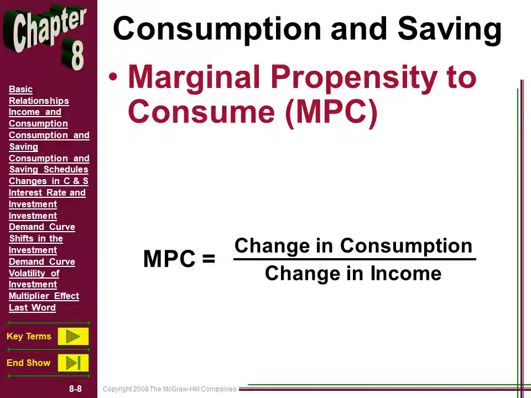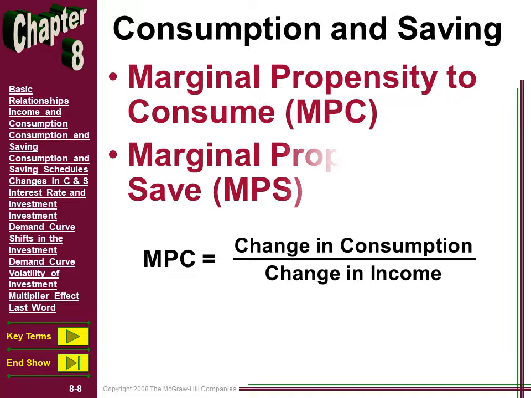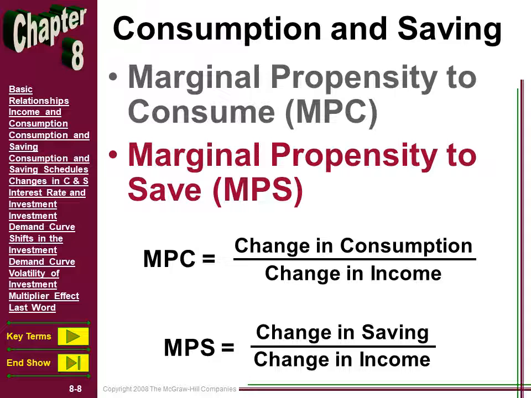The marginal propensity to consume is the change in consumption over the change in income. It is the percentage of the change in income that is spent. It is the percentage of the additional income that is spent. The marginal propensity to save, well, whatever additional income you did not spend, you therefore save. So it is the change in savings over the change in income.